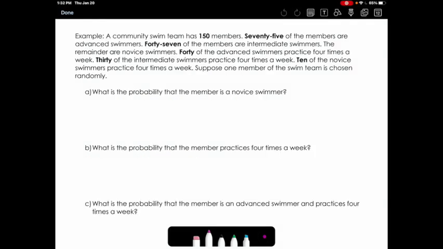In the next example, it says a community swim team has 150 members. 75 of the members are advanced swimmers. 47 of the members are intermediate swimmers. The remainder are novice swimmers. And it says 40 of the advanced swimmers practice 4 times a week, 30 of the intermediate swimmers practice 4 times a week, and 10 of the novice swimmers practice 4 times a week. Suppose one member of the swim team is chosen randomly. And then we have to use that information to answer all of these questions below.